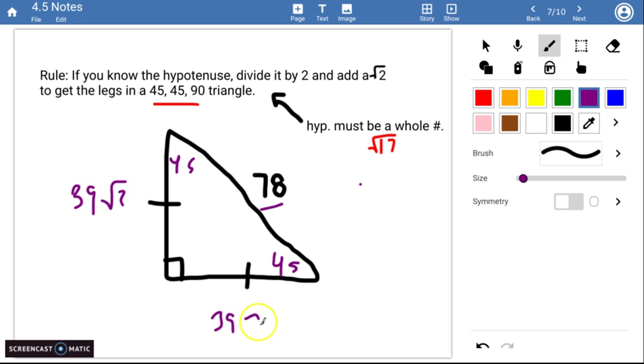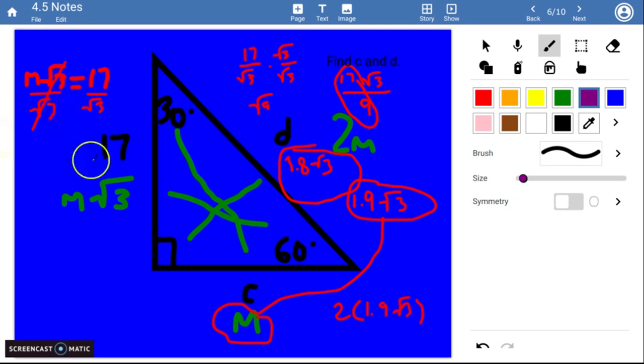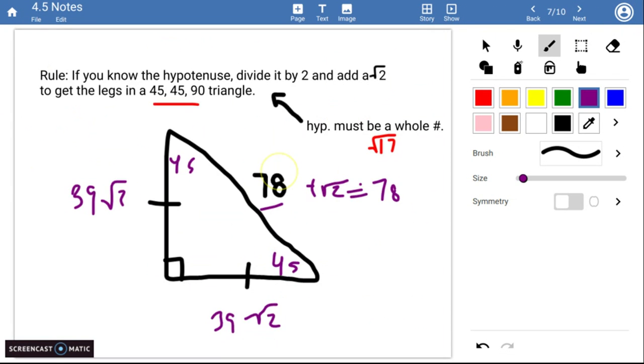So that would save you a lot of time. And if you actually want to do that, if you know that t root 2 will equal 78, because that's what's labeled. But remember, on our other slide right here, if you're ever doing something like that, it takes such a long time. But this is a little shortcut, but you have to keep in mind the rules that it has to be this kind of triangle. You have to add this thing onto it, and it has to be a whole number. So that's something to know.